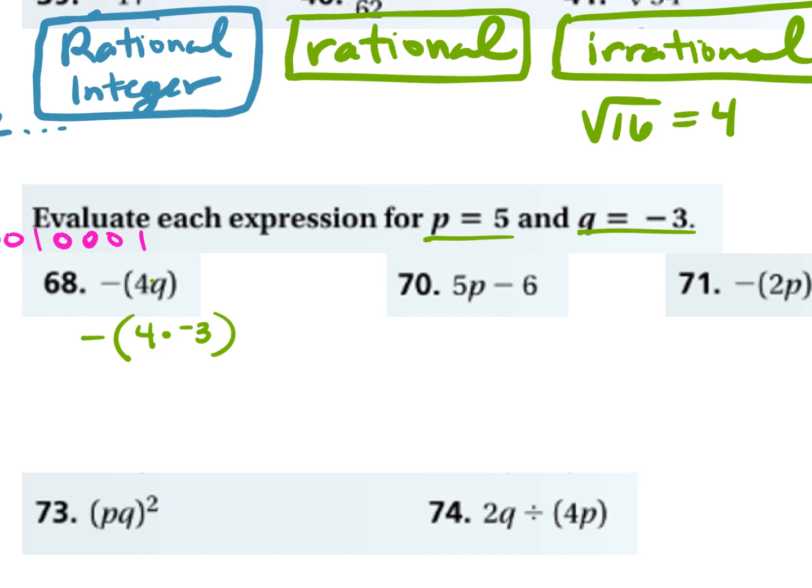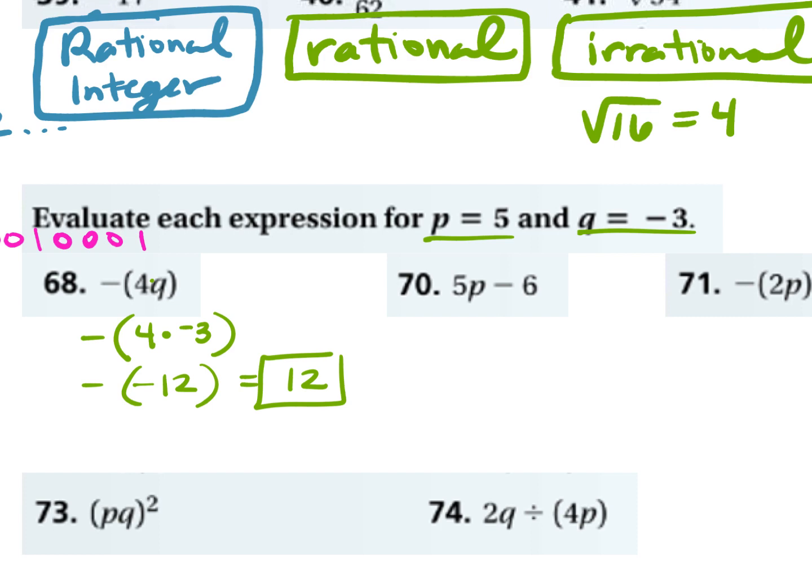Multiply. 4 times -3 is -12. And then there's that negative out in front. What is the value of that? Oh, the negative is a -1. Yes, sorry. You can treat that like a -1. So that equals a +12. It's the opposite of -12, right? It's a -1 times a -12, which is a +12. Okay.